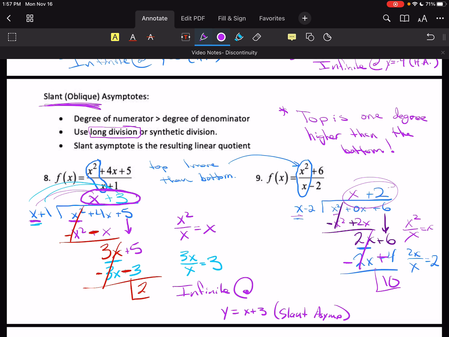So we would have an infinite discontinuity at y equals x plus 2.